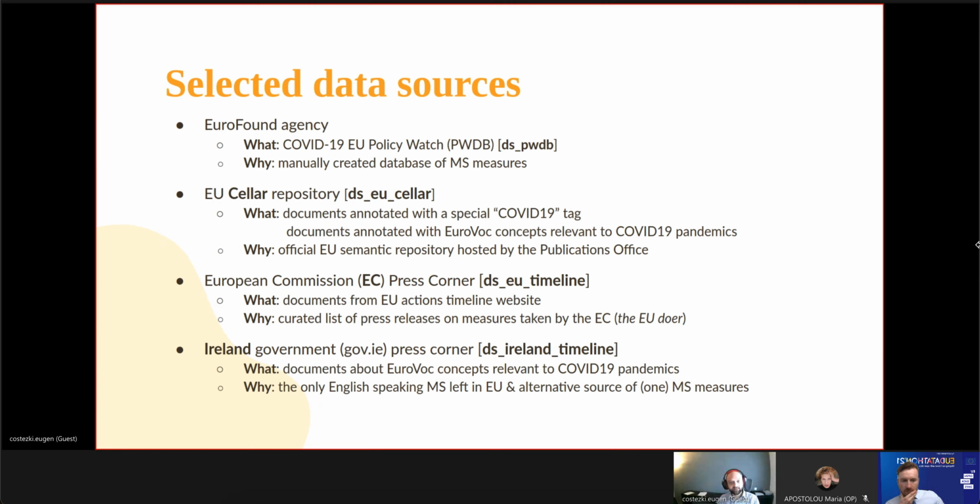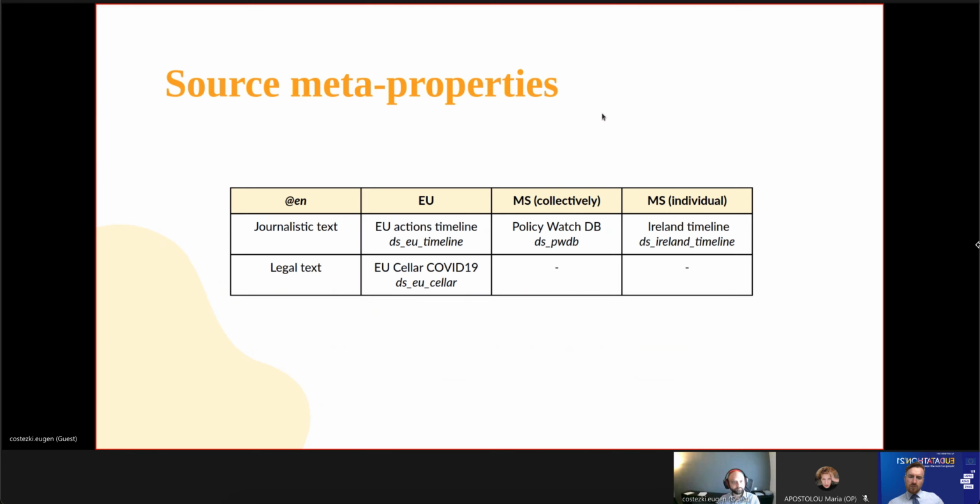Now, we gave them also code, internal code. So you see it marked with DS_PVDB for Eurofound, DS_EU_Cellar, DS_EU_timeline, and Ireland timeline. So these are the identifiers for each of these data sources.